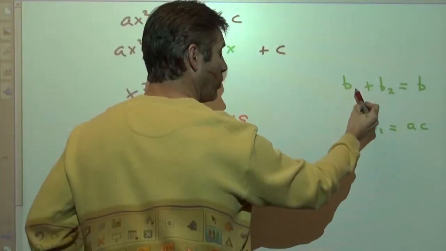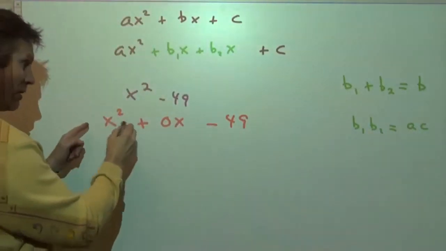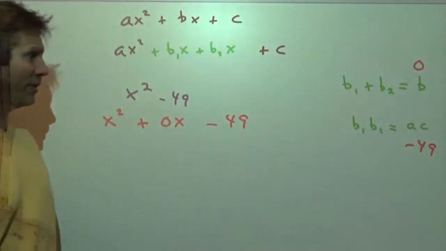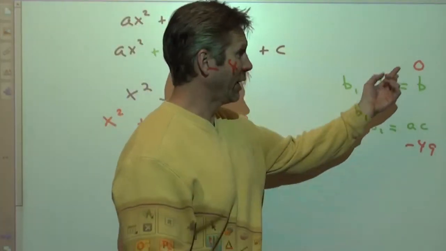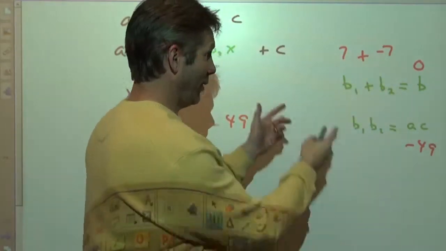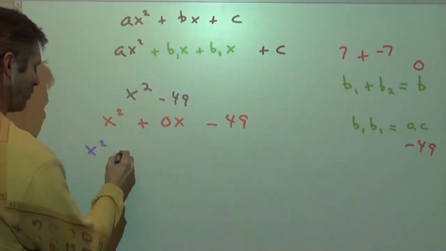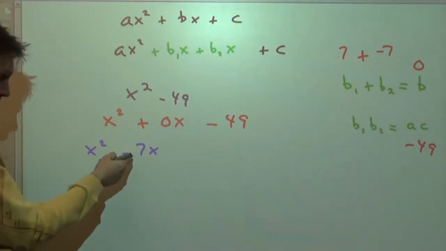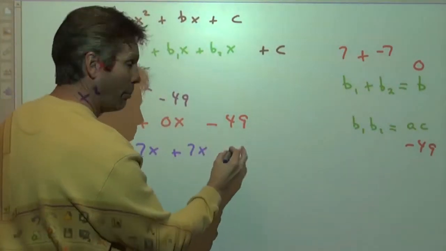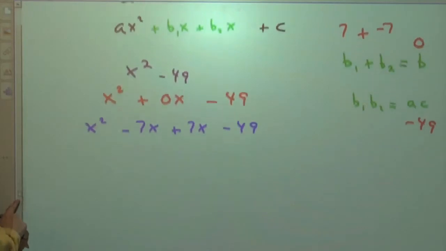And we're still going to do this. We want 2 numbers, 2 linear coefficients that add up to 0, but multiply to give us 1 times negative 49. So they're going to multiply to give us negative 49, but they're going to add to give us 0. Well, the 2 numbers that multiply to negative 49 and add to 0 are going to be opposites of each other. 7 plus negative 7 add up to 0, but they multiply to negative 49. So let's rewrite this guy, x squared minus 7x. Remember, it's a good idea if you have a negative coefficient to put that one first, and then plus 7x minus 49. There it is. We've rewritten it as 4 terms, and now it's time to divide and conquer.